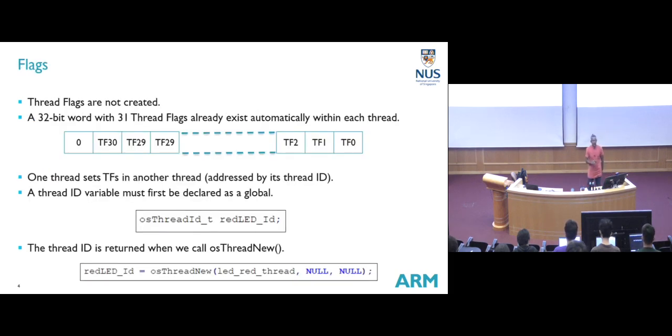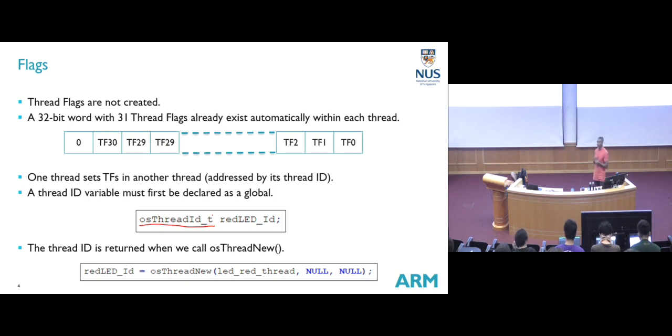So flags. What are thread flags? Thread flags are not created, they are already part of your thread. The moment you call osThreadNew, you are actually creating thread flags that are part of the thread control block. How do I use these thread flags? You need to reference the thread flags using the thread ID. What is the thread ID? When you call osThreadNew, you actually get back a return value. Until now we never captured the return value, but that return value is what we call the thread ID.